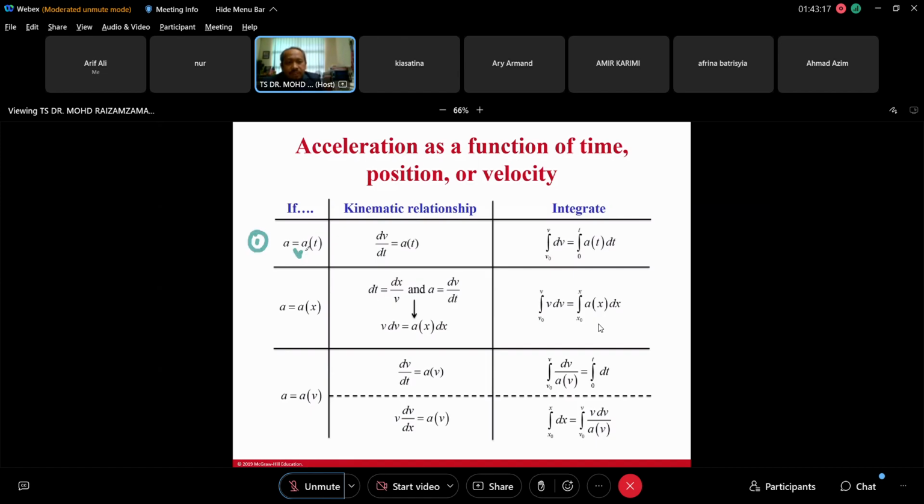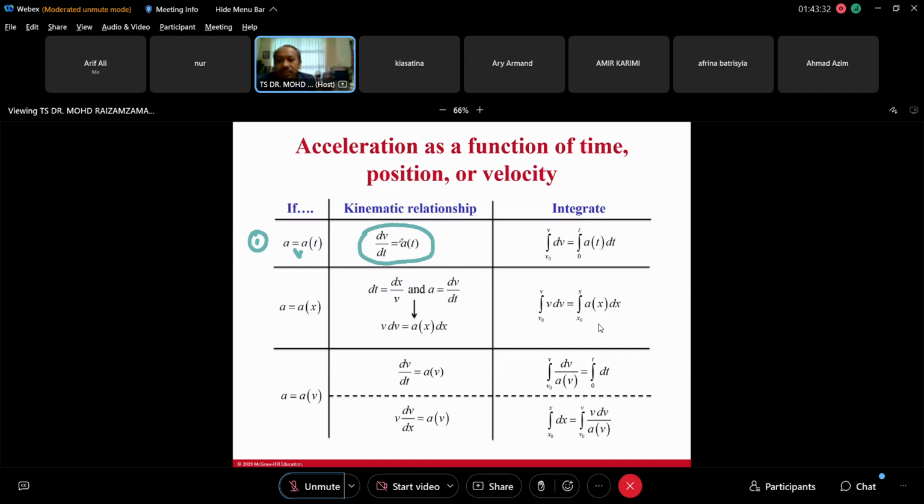A as a function of time. So how do you calculate A as a function of time? You differentiate the velocity. Are you okay with this? Number one. Okay, Doctor. All right.